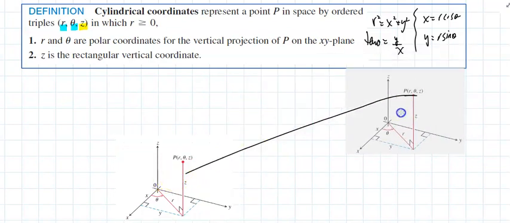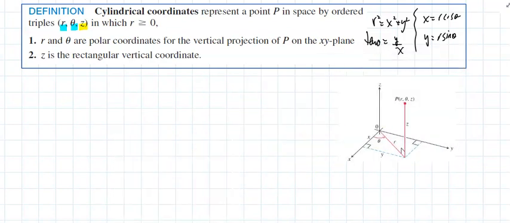So if you want to go to a specific location, remember, r, theta, and z. Well, instead of moving left and right, you rotate first. If r is positive, in this case, r is always positive, you move r, and then from that point, z is the same. z is simply going up or down.